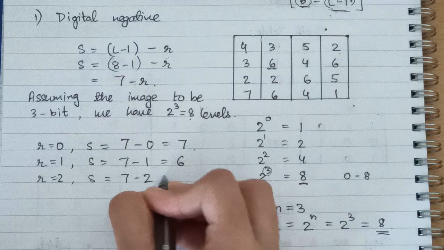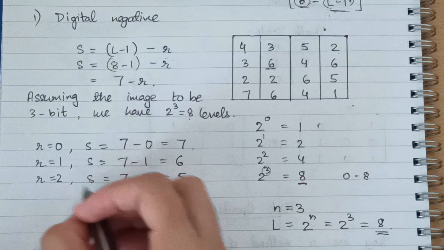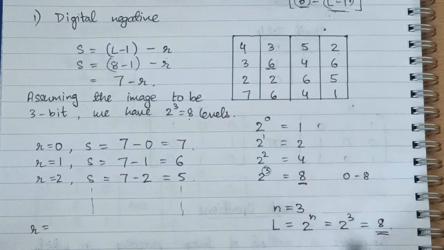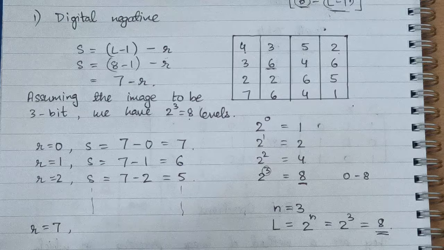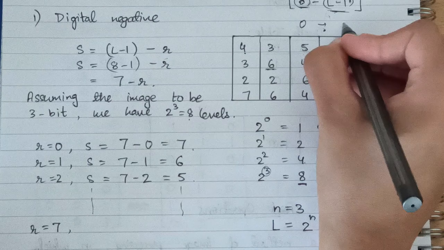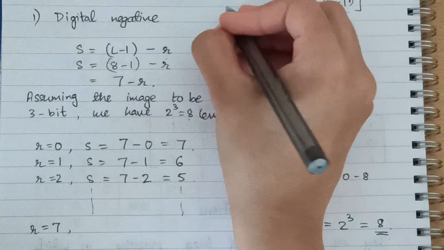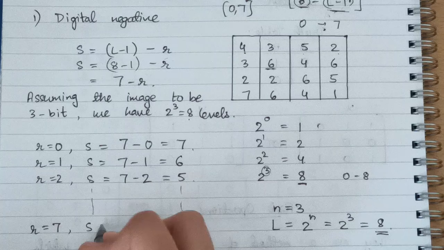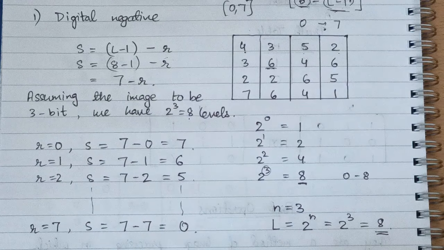Now so on, we'll keep doing it until R equals 7. Okay, why 7? Because 7 is the highest interval value. What is the interval? 0 to L minus 1, or 8 minus 1, 7. So our interval value is 0 to 7. Okay, so that's why here we'll get 7 minus 7, which is 0. So using all of these values, what will be our output image?